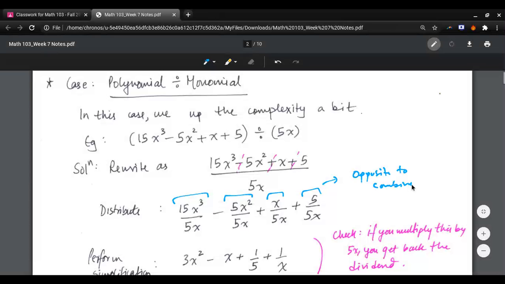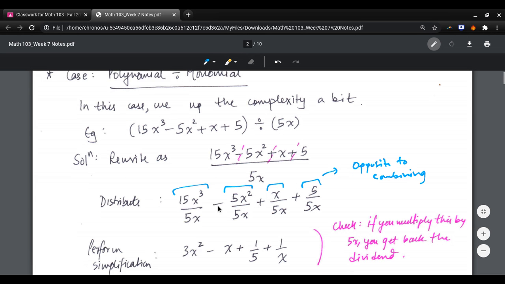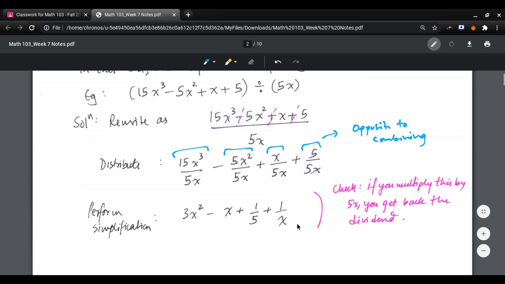Remember how when we were adding rational expressions, we said that as long as the denominator is the same, we can add or subtract the numerators. Then you perform the simplification, and that's what you get. And you can verify for yourself that this expression, if you multiply it by 5x, you should get back the dividend, which is your 15x cubed minus 5x squared plus x plus 5.